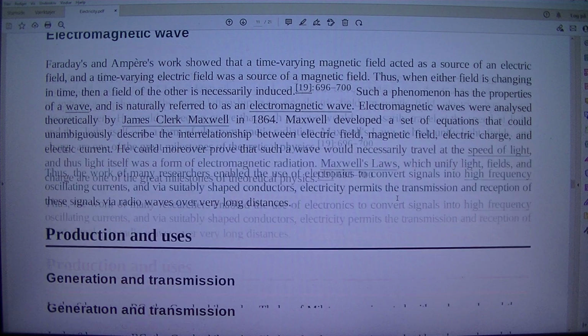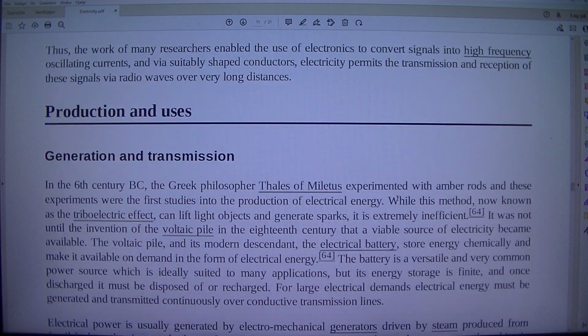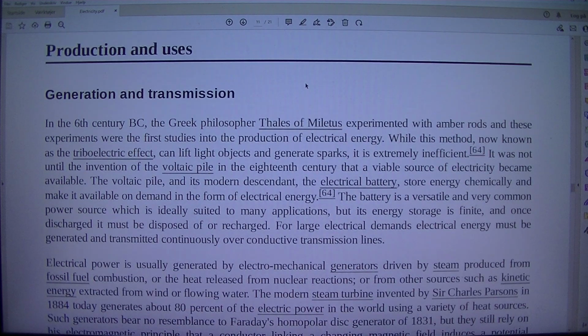Thus, the work of many researchers enabled the use of electronics to convert signals into high-frequency oscillating currents, and via suitably shaped conductors, electricity permits the transmission and reception of these signals via radio waves over very long distances. Production and uses. Generation and transmission.